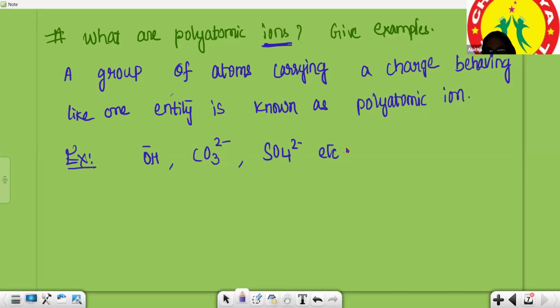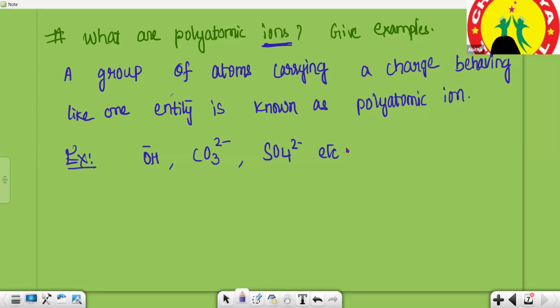Can you read what polyatomic ions are, Srivatsa? Please read the definition. A group of atoms carrying a charge behaving like one entity is known as a polyatomic ion. For example, OH minus, CO3 2 minus, SO4 2 minus, etc. Please read again.